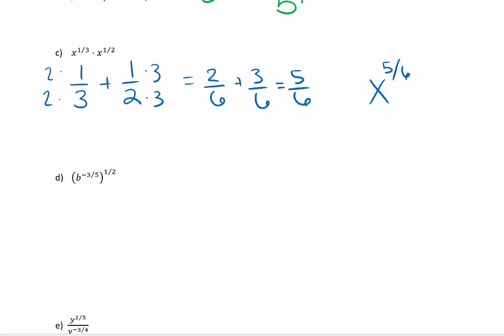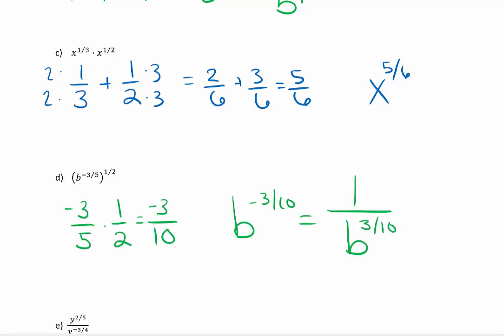Now in part D, I see parentheses. So in part C, it was a product. We were multiplying, so we add the exponents. In part D, we are raising something with an exponent to another power. This is the power rule. And so here's where we're going to multiply the exponents. When we multiply, we don't need a common denominator. We just go straight across. And we get negative 3/10. I'm going to write my answer using a positive exponent. So I'll write the answer as 1 over b to the 3/10.